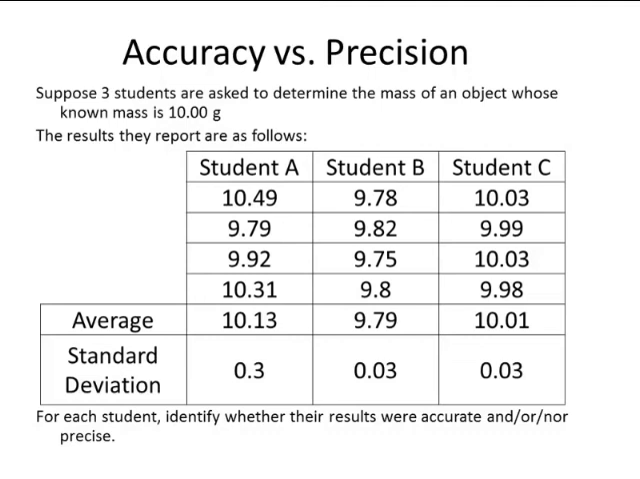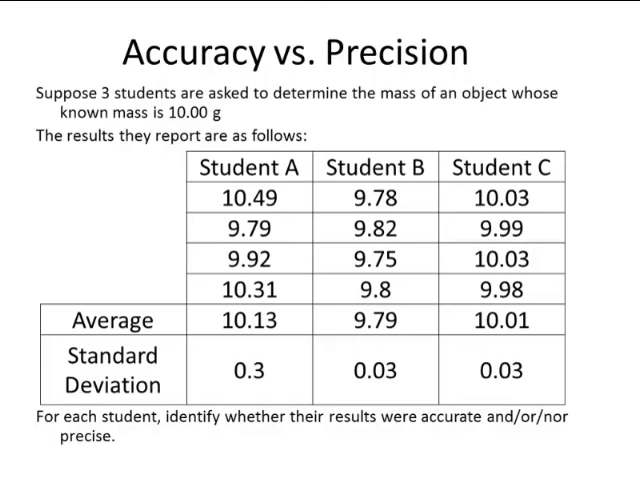Sometimes precision based upon standard deviation is tough to call, and you always have to make that judgment call as to whether you're going to call it precise or not. So let's look at student B. Student B, the average was 9.79, not close to the 10, so inaccurate.